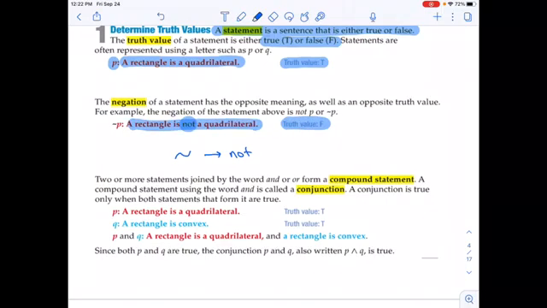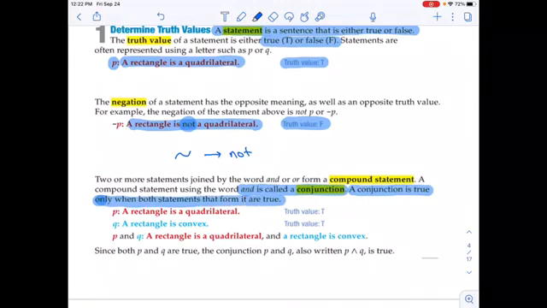So if we join two or more statements by the word and or, this is a compound statement. It's going to feel a little more like English today than math class, to be honest. A compound statement using the word and is called a conjunction. So if we are compounding using and, that is conjunction. A conjunction is true only when both statements that form it are true. So this is also very important.